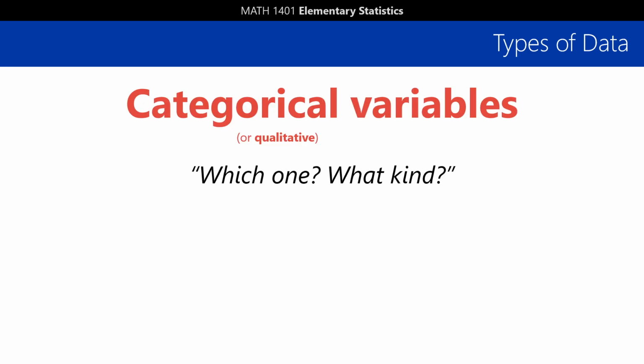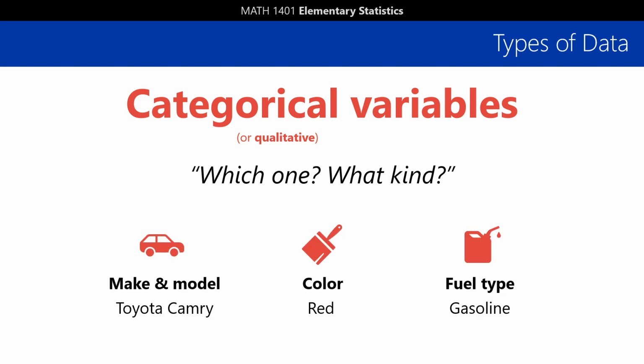The first type of data we usually see is categorical. We say that a variable is categorical or qualitative if it divides the data into one of several non-overlapping categories. You can think of categorical variables as answering the question of which one or what kind. Some examples of categorical variables you might find for a car might be its make and model, its color, or what type of fuel it uses.